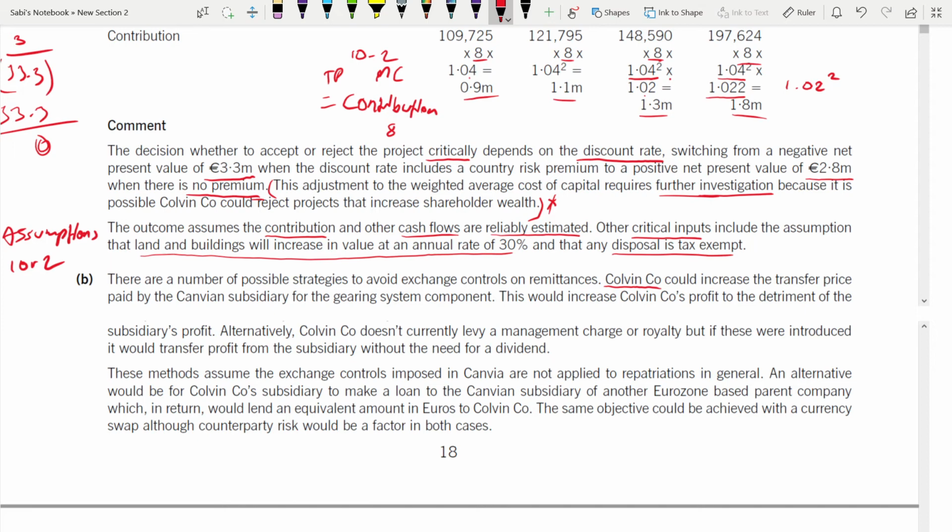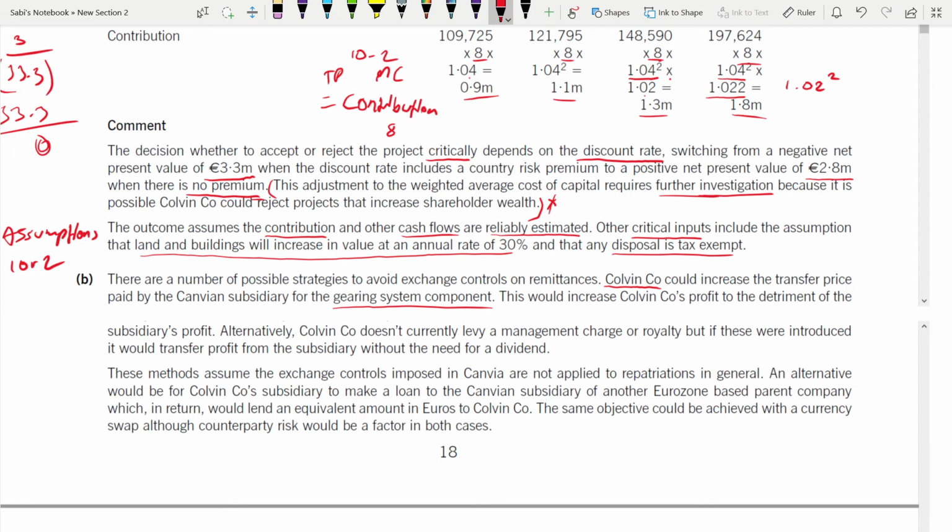So Colvin could increase the transfer price paid by Kevin, the subsidiary, for the gearing system component. It is for the gearing system. Everything they're referring to is the case study. So first line they are giving a scenario, the exact line of what happened in the scenario. Then they are saying what impact this will have.